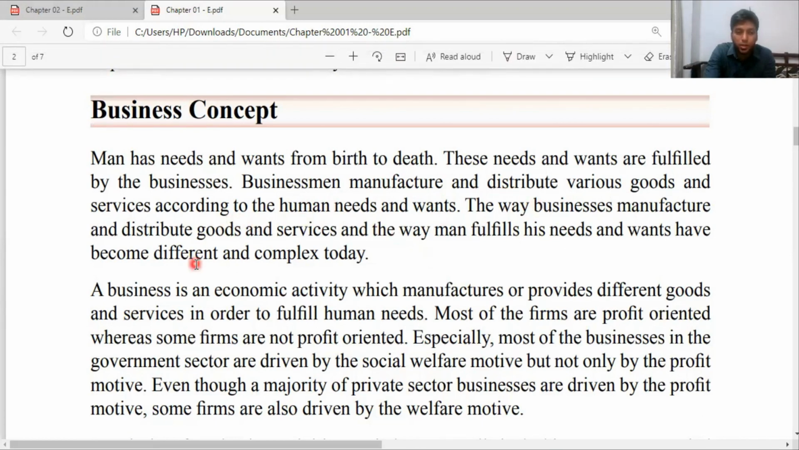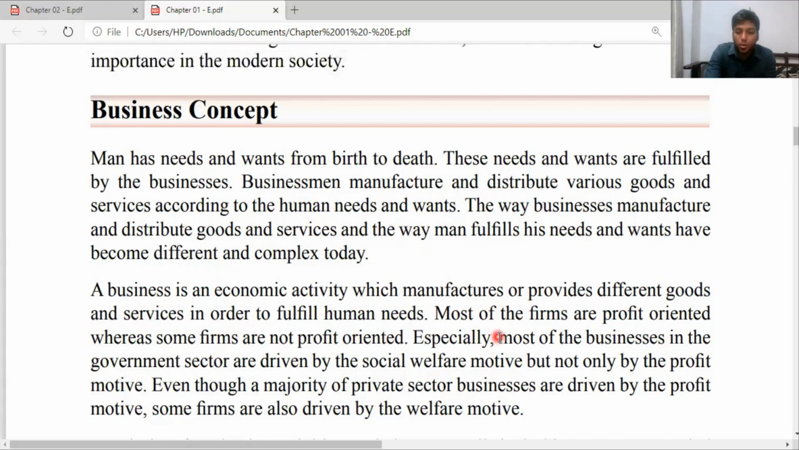The way businesses manufacture and distribute goods and services, and the way man fulfills his needs and wants, have become different and complex today. A business is an economic activity which manufactures or provides different goods and services in order to fulfill human needs. Most of the firms are profit oriented, whereas some firms are not profit oriented. Especially most of the businesses in the government sector are driven by the social welfare motive, but not only by the profit motive. Even though the majority of private sector businesses are driven by the profit motive, some firms are also driven by the welfare motive.